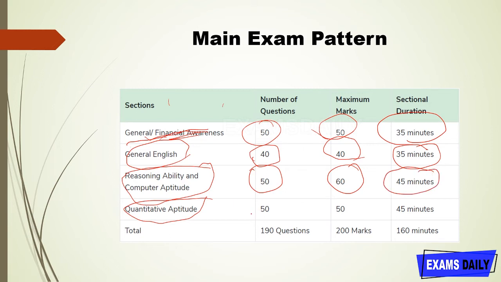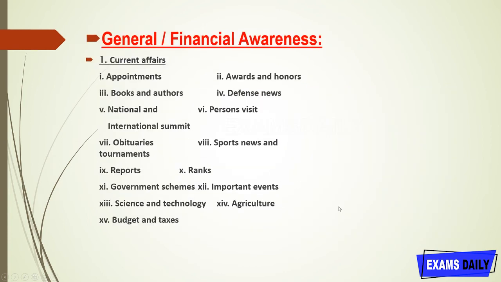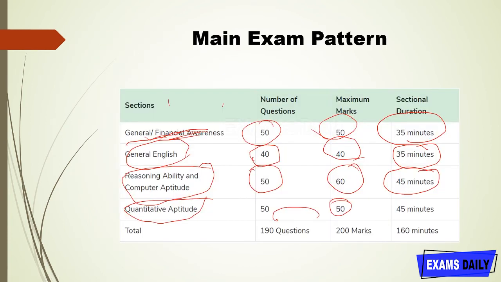And quantitative aptitude comprises 50 questions for 50 marks, and you are going to write this for 45 minutes. Totally you are going to write 190 questions for 200 marks, and the total time duration is 160 minutes for the mains examination.